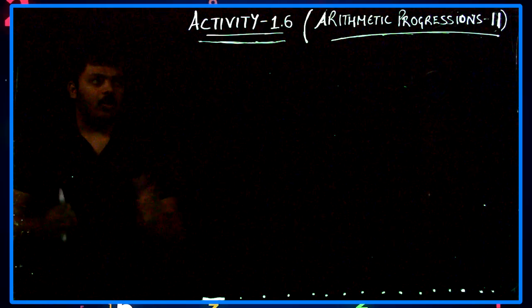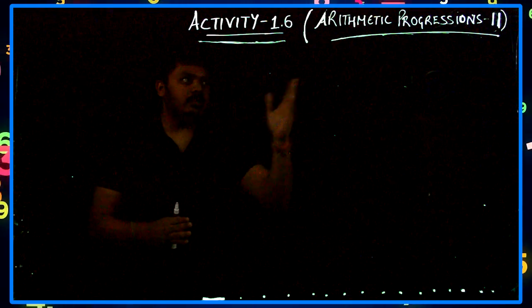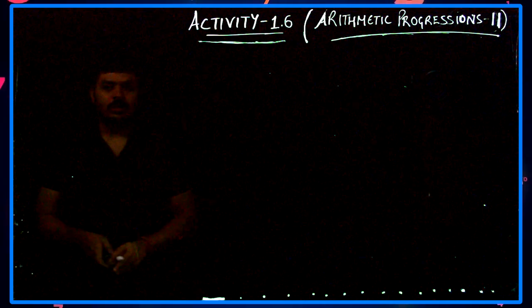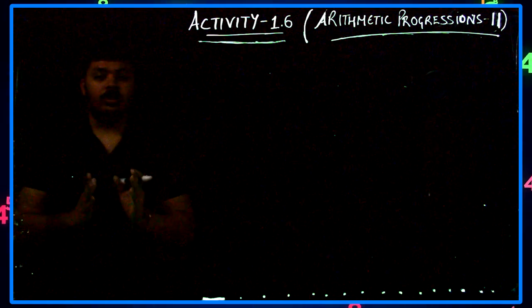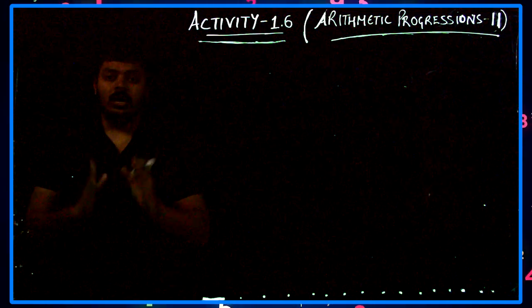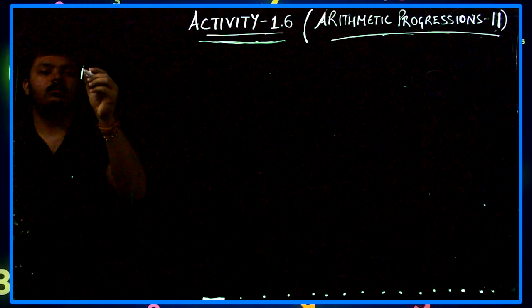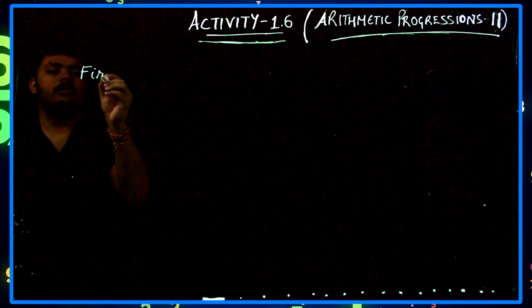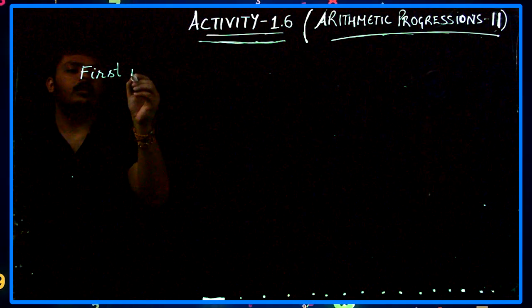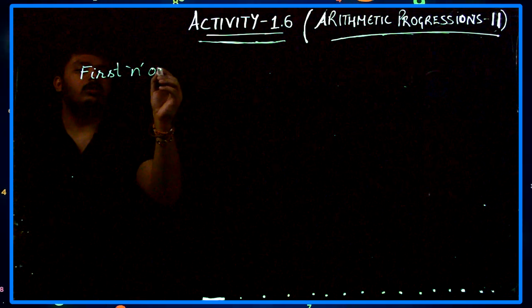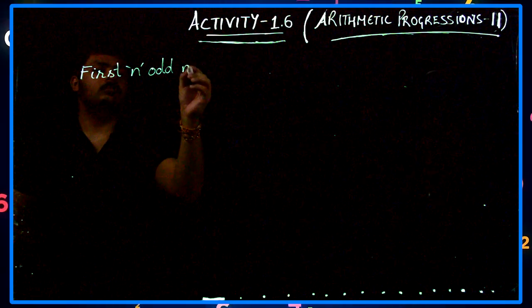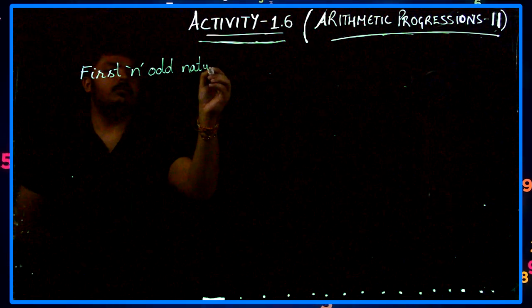So students, now let's start activity 1.6, arithmetic progression part 2. In this activity, we will learn how to find the sum of an arithmetic progression. So let's take the first n odd natural numbers.